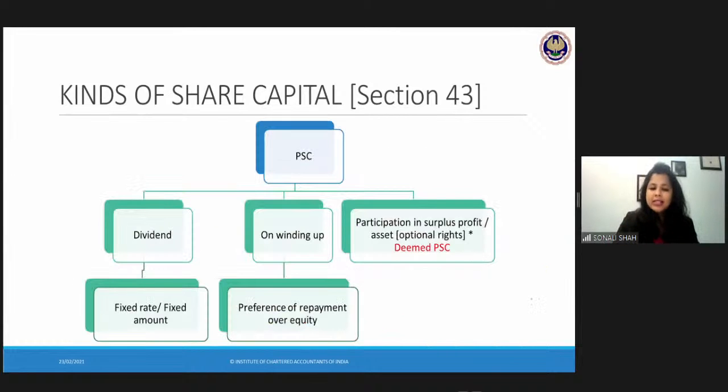So if we try and sum up, when we talk about dividend, PSC have a fixed rate or a fixed amount. In case of winding up, they have preference of repayment over equity, and they may come with a right to participate in surplus profit or asset. Now, these are optional rights. Even if they come or do not come with these optional rights, they will be deemed to be a preference share capital. Is this right?